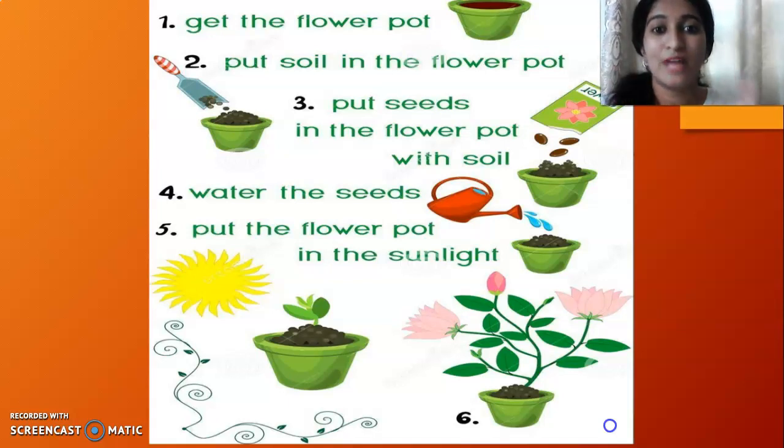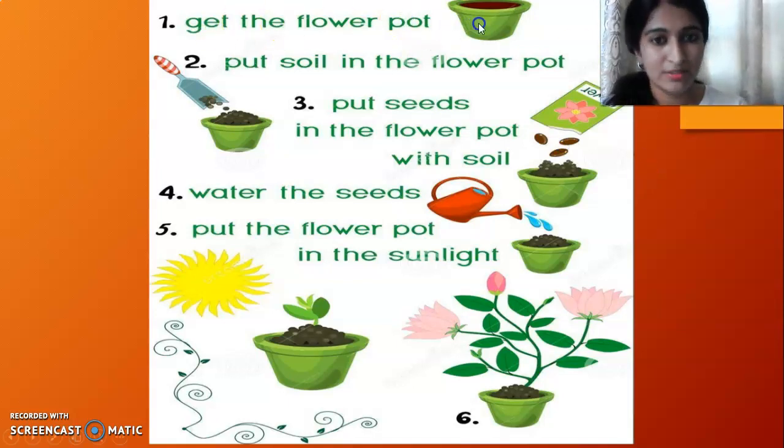You need a flower pot. Okay, you can see the flower pot. You need a flower pot and you need some soil. We need some soil and we need some seeds. You can take chili seeds, any seeds you like. You can collect any seed you like. And some water. Okay, that is the materials needed.